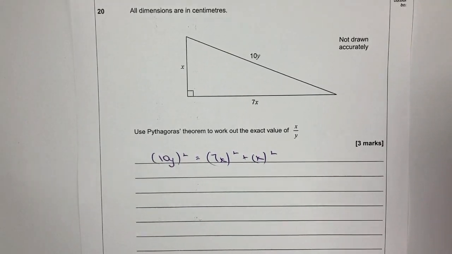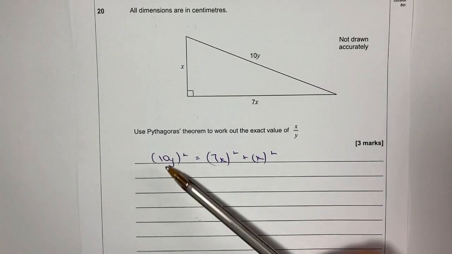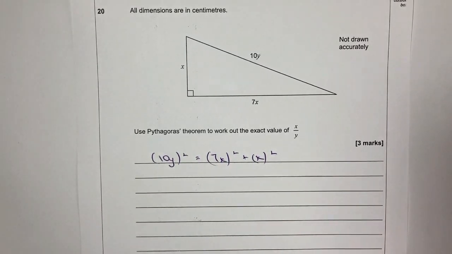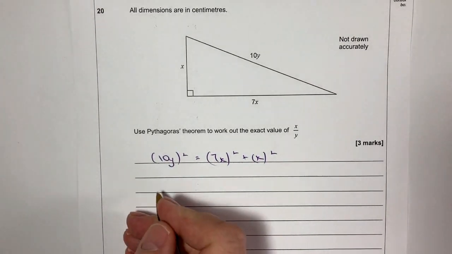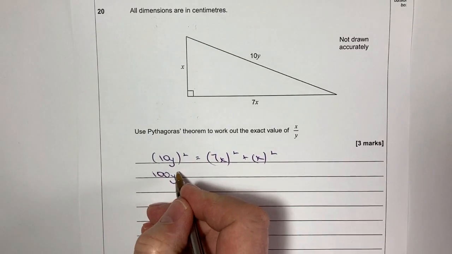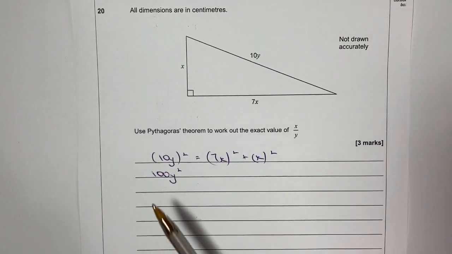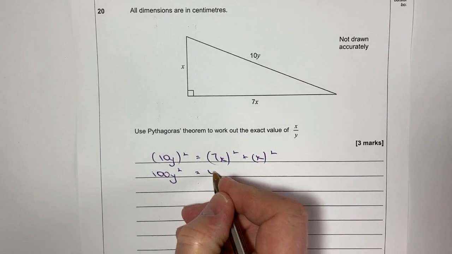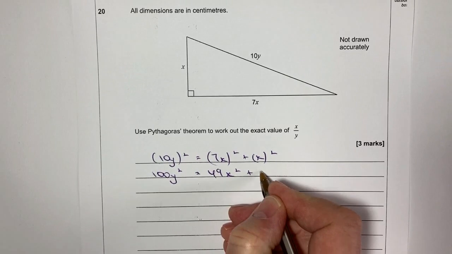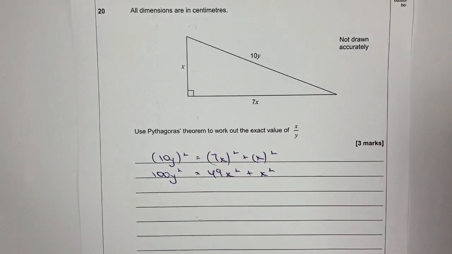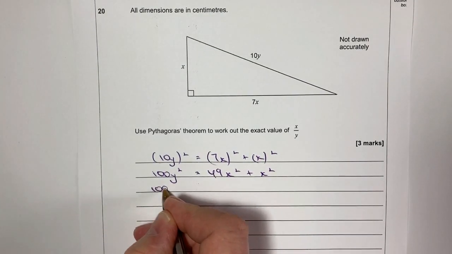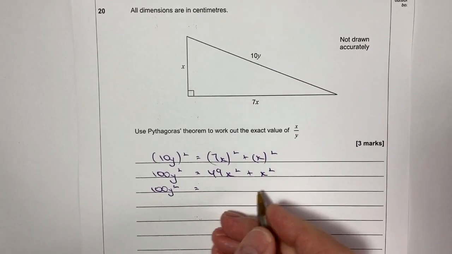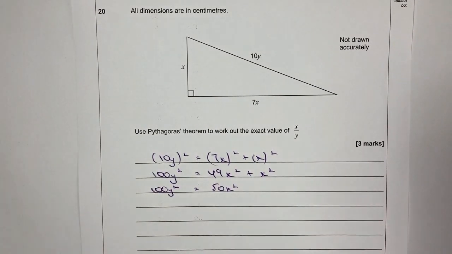The reason I've done that is because it reminds me that I also need to square the 10 and also the 7. So I can now remove those brackets, and 10 squared is 100 and y squared is y squared. Same with this, 7 squared is 49 and x squared plus x squared. So in other words, 100y squared is equal to 49x squared plus x squared, which is 50x squared.